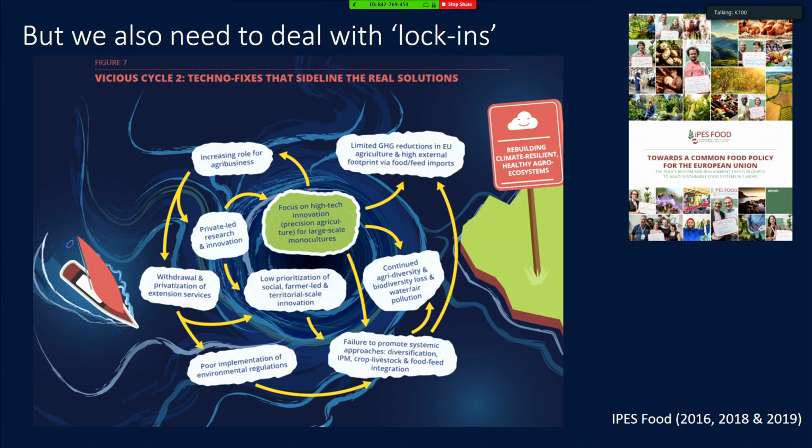In this case, they're giving an example of a vicious cycle where techno-fixes might sideline real solutions. So we might get locked into focusing on precision agriculture for large-scale monocultures, and they would argue that this is only one part of the solution, and this might lead us to get stuck in some space which doesn't allow us to deliver the full transformation that we want.